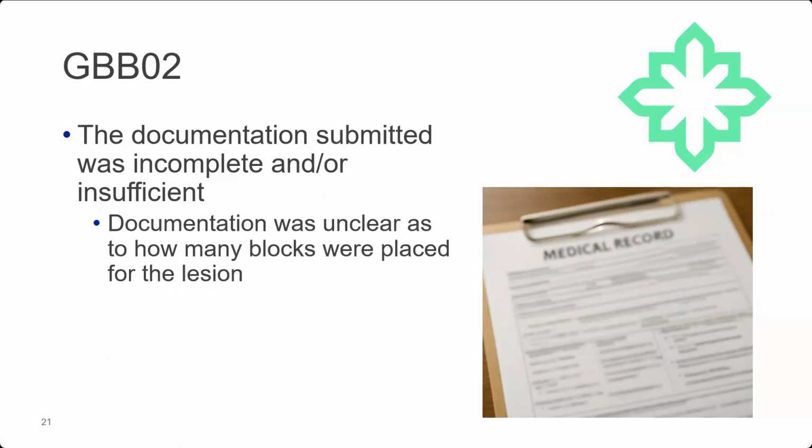The next is denial reason code GBB02. Now, this reason code is insufficient or incomplete documentation. So that's the CMS reason. So the main reason under this denial in medical review is that it was unclear how many blocks were placed for the lesion. So remember, we just said a couple slides ago, when you're billing for the 17315 for each additional tissue block after the first 5 in a single layer stage, your units billed and your documentation must match.